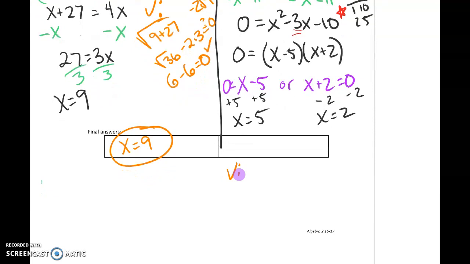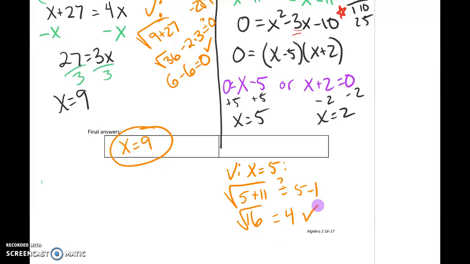So, check. I'm going to check my x equals 5 first. Again, you should always check in the original equation. So does the square root of 5 plus 11 actually equal 5 minus 1? That becomes 16 under the square root. Does that equal 4? Well, yes, it does. So x equals 5 is a correct answer.